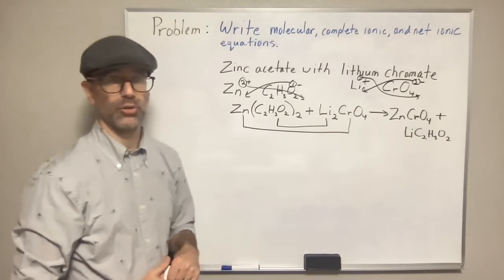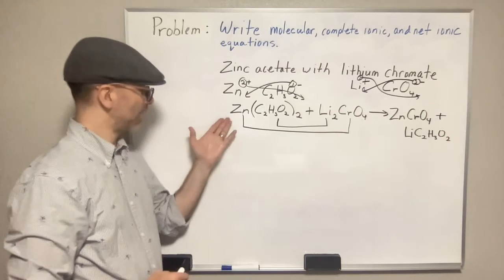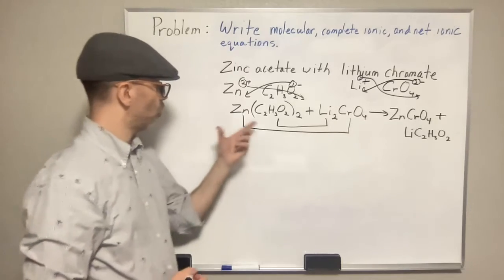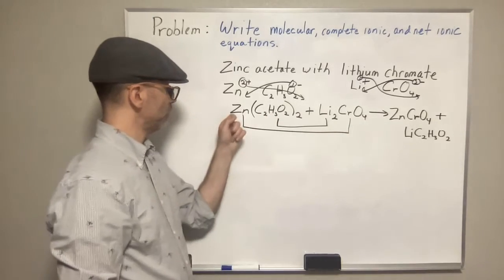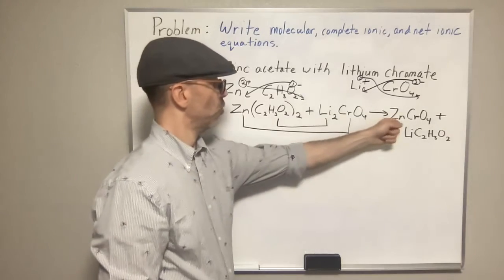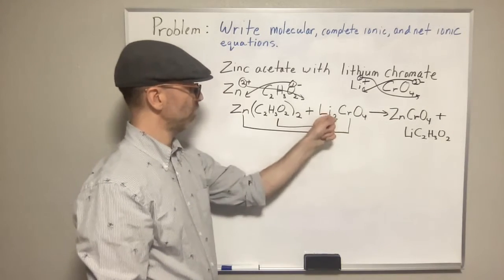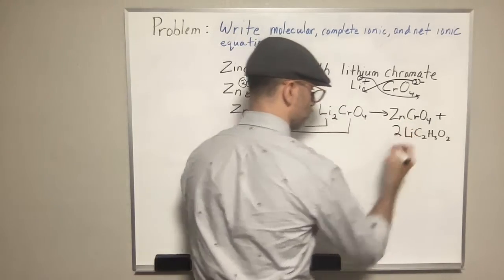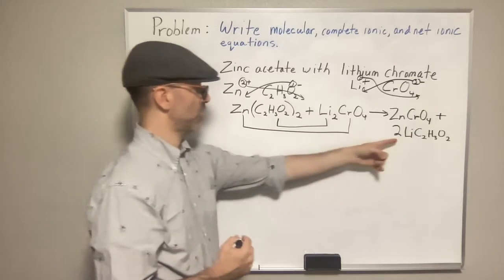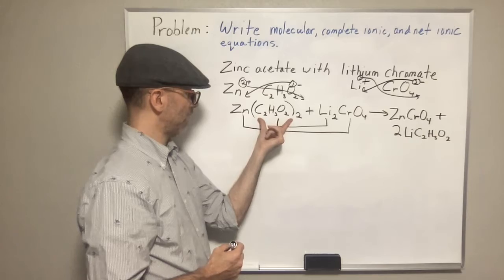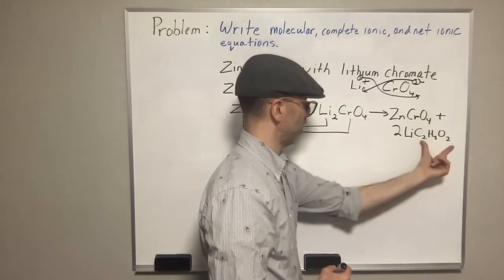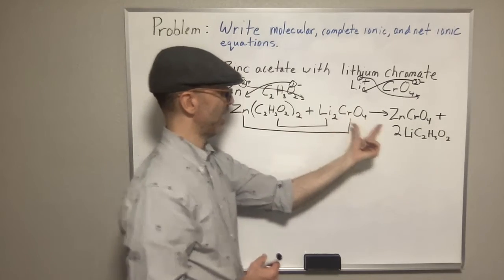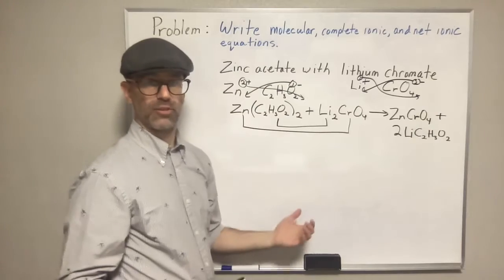So the next thing I need to do is I need to make sure I balance the equation and then determine what the states of matter are. So let's balance it first. So I have zinc here. I have 1 zinc, 1 zinc. That's balanced. I have 2 lithium, but I only have 1 lithium here. So I'm going to put the 2 coefficient there. So now I have 2 lithium. I have 2 acetate ions there because I have the 2 coefficient. And then I have chromate. I have 1 chromate ion, 1 chromate ion. This is a balanced equation.